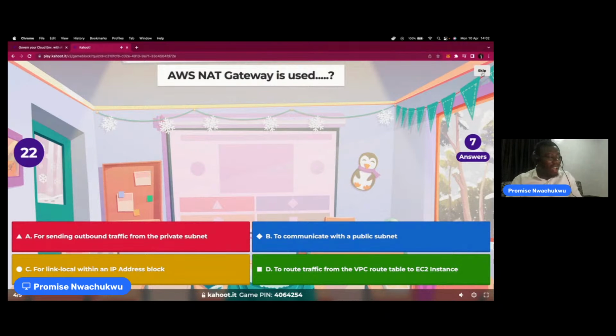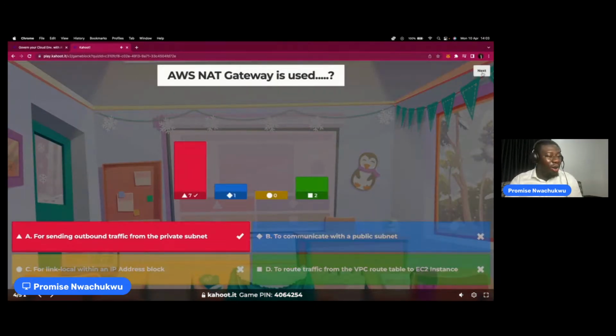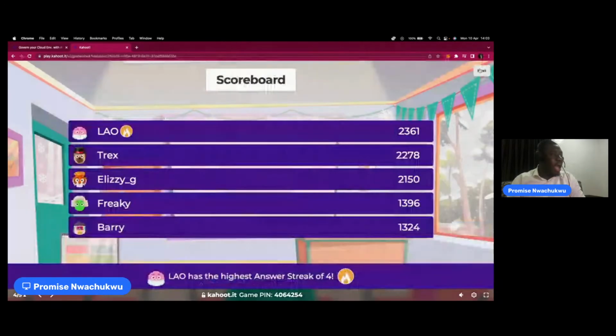Wow, let's see. We have 7 answers in, less than 20 seconds to go. AWS NAT gateway is used for what? We have 10 answers in. Wow, nice. 10 answers in. Wow. 7 people got this right. 7 out of 10. That's nice. So AWS NAT Gateway is used for sending outbound traffic from the private subnets. Nice to see that we have people really following along in this one.